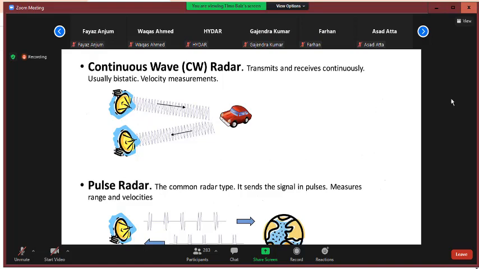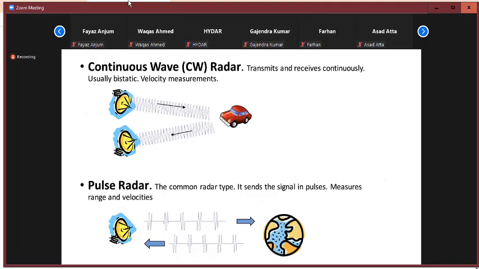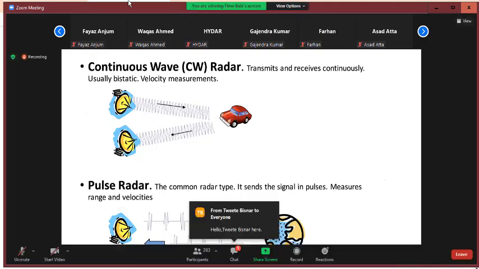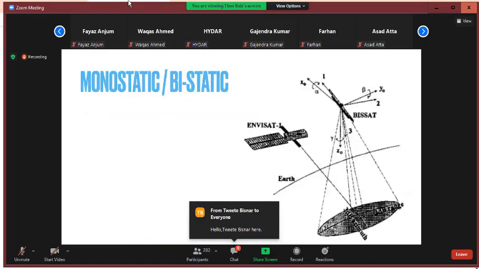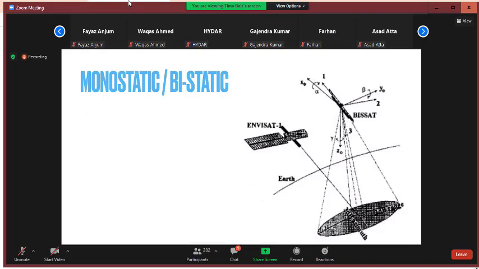Now, we have monostatic and bistatic systems. Monostatic means you have one antenna which transmits and receives, while bistatic means you have one transmitting antenna and two receiving antennas, while multistatic, that would be another option, would be one transmitting antenna and multiple receiving antennas.